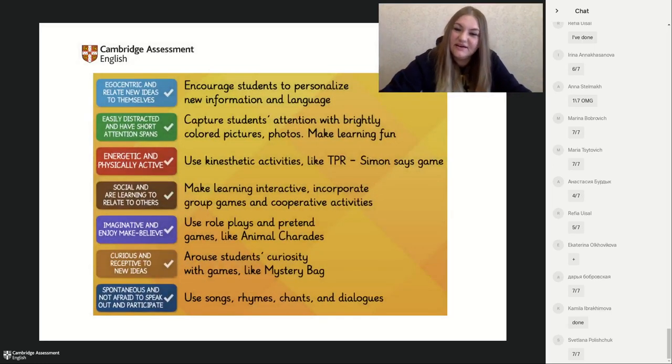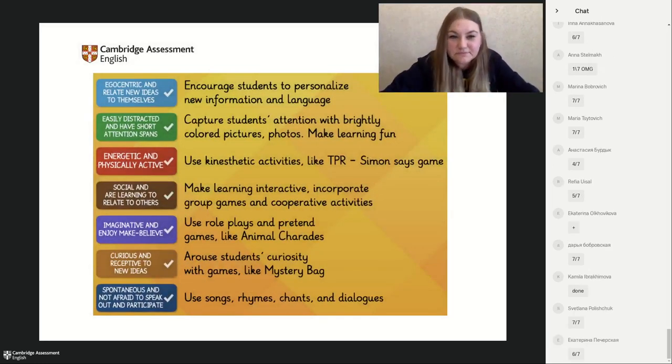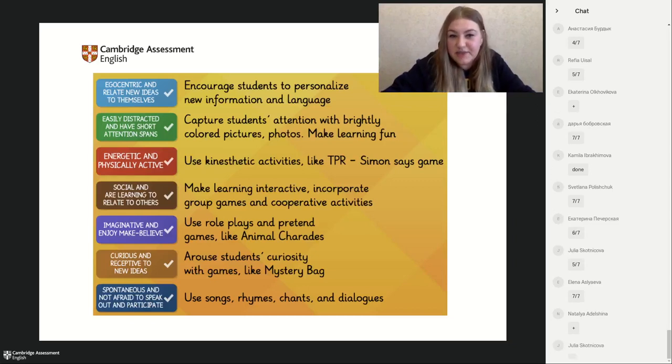Yeah, so here you can see the correct answers. Children are quite egocentric and they're centered on their ideas. And so what we can do is encourage students to personalize new information and the language. So that's why we usually ask them to talk about their family or about their interests, about their past as well. Yeah, so everything which concerns them. As for the short attention span, we can capture students' attention with brightly colored pictures, photos, videos, sounds.